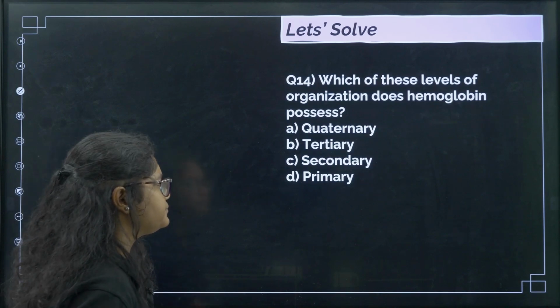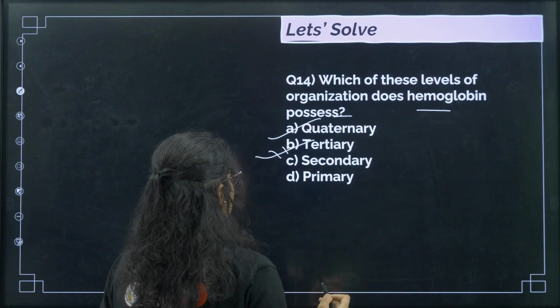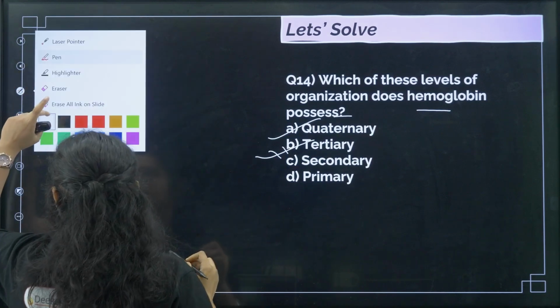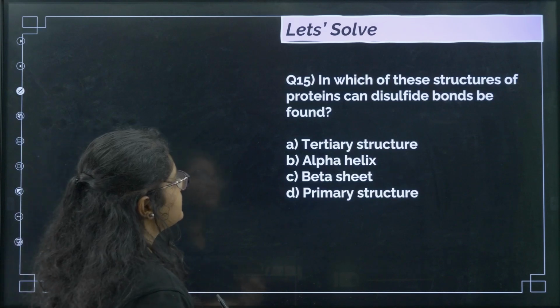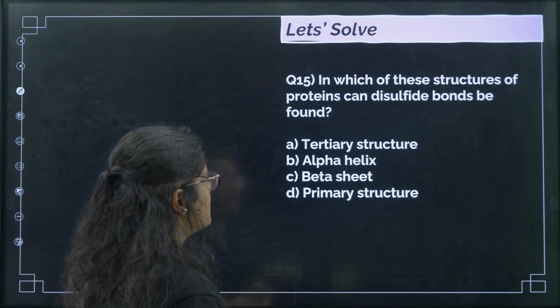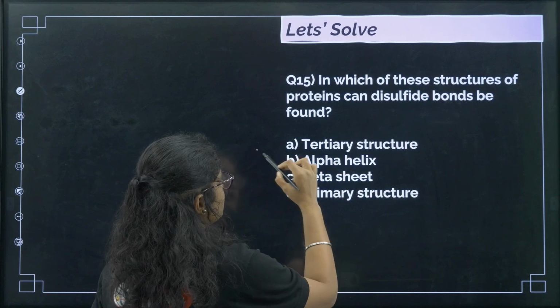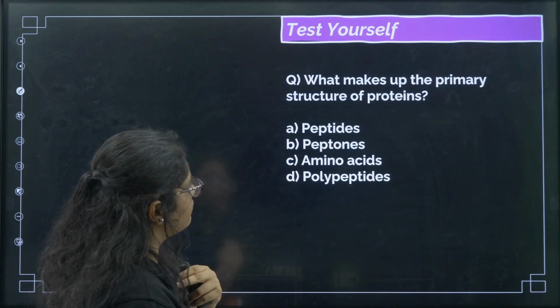Next, hemoglobin belongs to which level? Not tertiary, sorry, quaternary, option number A. Next question: in which of these structures of proteins can disulfide bonds be found? Disulfide bonds can be found in the tertiary structure, option number A.